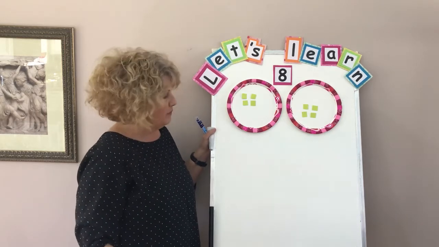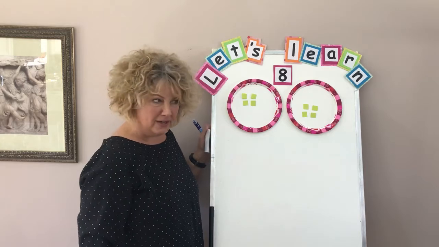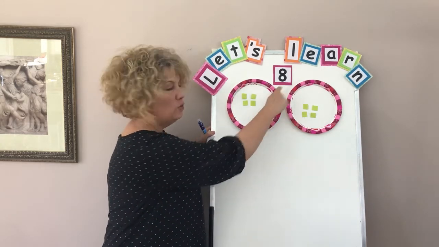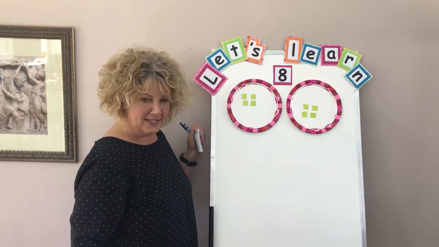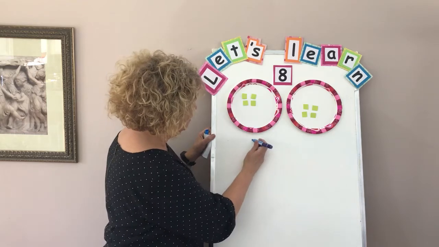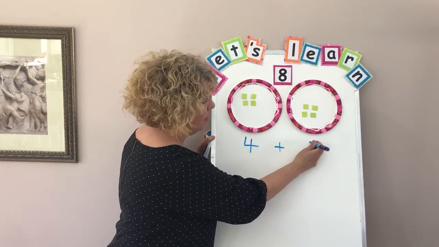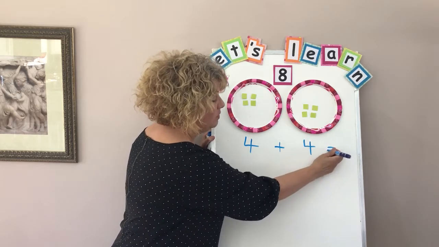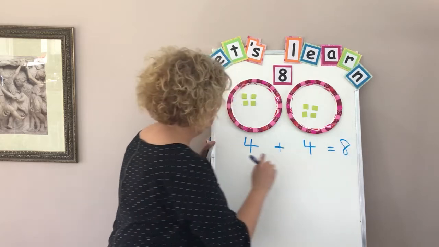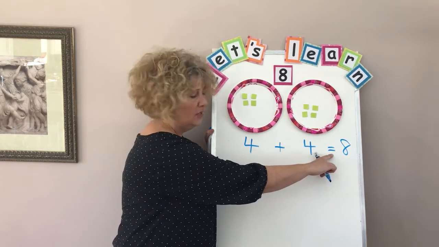We have 4 squares. And how many squares do we have on this side? Another 4 squares. Did you know that 4 plus another 4 equals 8? That's a lot of fun, isn't it? Let's write this number sentence that goes with this picture. So I'll put a 4 over here, 4 squares, plus another 4. And that equals how many altogether? Yep, it equals 8. 4 squares plus another 4 squares altogether equals 8 squares.